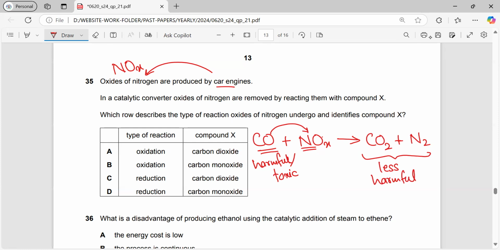So what is happening here? The type of reaction that the oxides of nitrogen undergo: the oxygen is removed from the nitrogen, so it is reduction. Nitrogen undergoes reduction because oxygen is removed from it. And compound X with which they are reacting is carbon monoxide. So the answer is D.